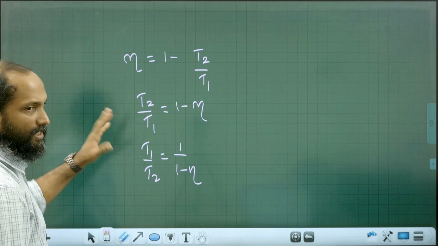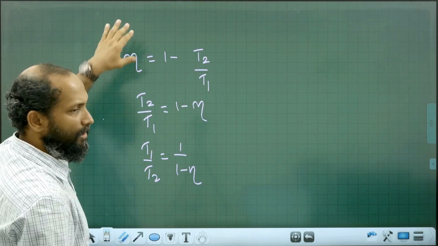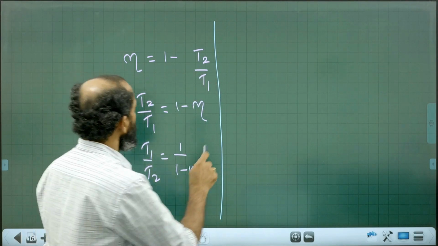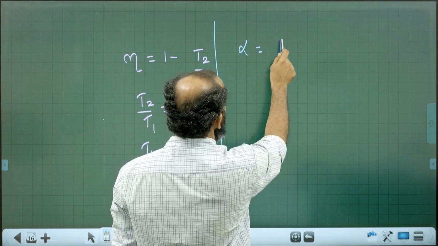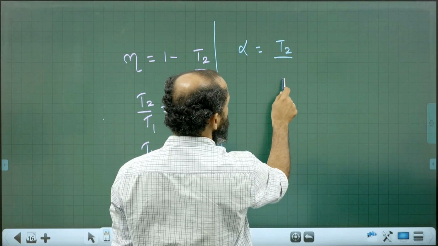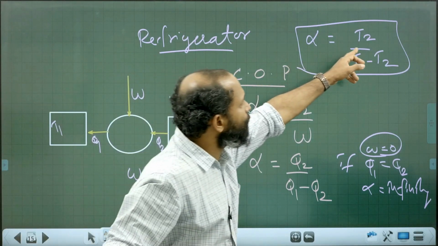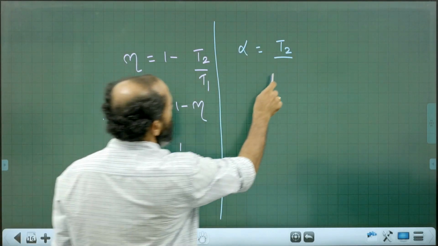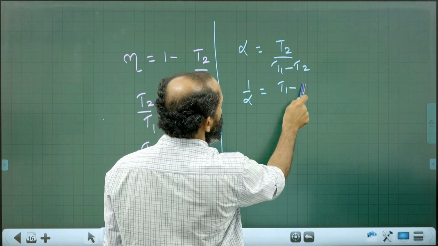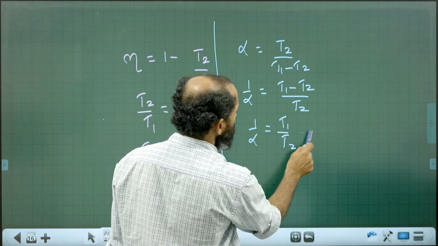All these conversions are very important for you during examinations. You have to be flexible with all these variations in the results. You can produce results in varying ways. Now, performance coefficient alpha equal to what? Alpha is Q2 divided by W. You can remember that here it is written T2 by T1 minus T2. You can take the reciprocal: 1 by alpha equal to T1 minus T2 by T2. That is 1 by alpha equal to T1 by T2 minus 1.